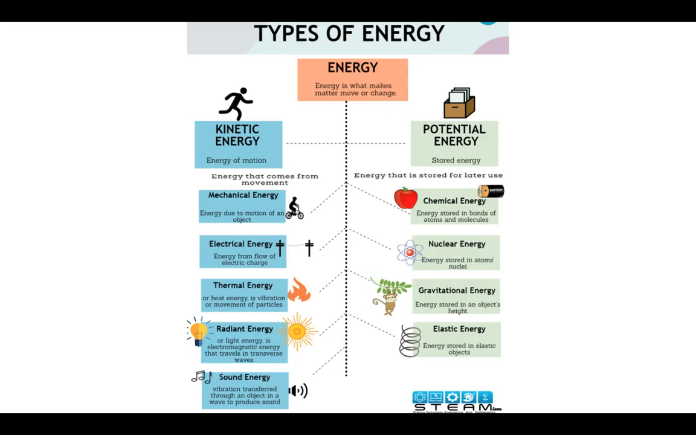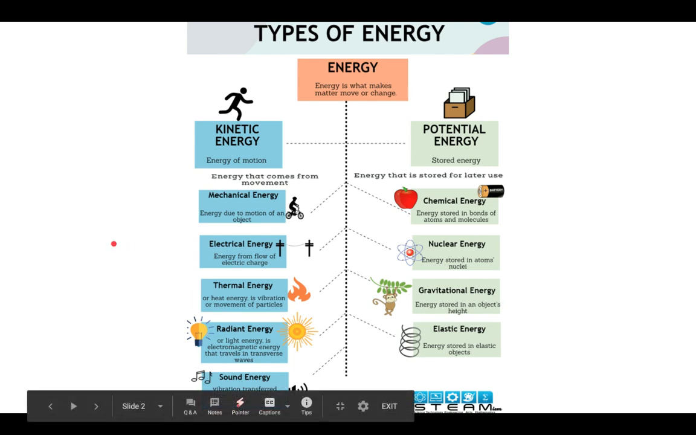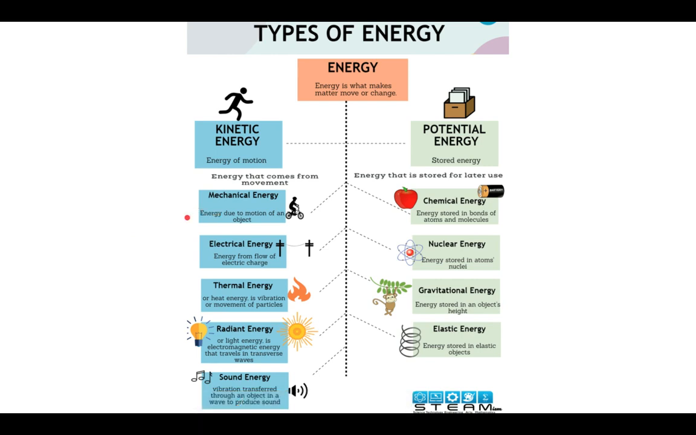So, energy in general can be divided into two different forms. We have kinetic energy and potential energy. Now, kinetic energy, you can see in the left hand column here, we have mechanical energy, electrical energy, thermal energy, radiant energy, sound energy. So, you might think to yourself, mechanical energy, it's energy due to motion of an object. Here you can see kinetic energy is energy of motion.